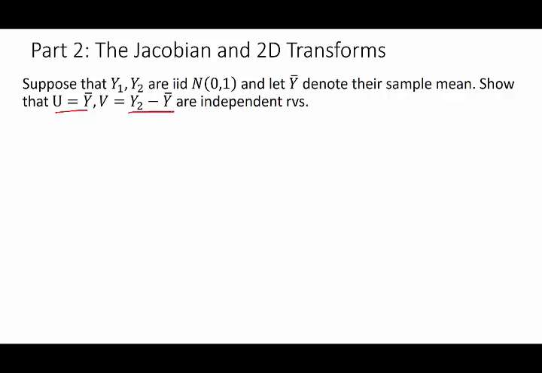The reason why I say this result is fairly amazing is because if we write out the formulas for u and v in terms of y1 and y2, u is (y1 + y2) over 2, and v is y2 minus y bar, which means it's 2y2 over 2 minus (y1 + y2) over 2, which simplifies to (y2 - y1) over 2. It seems like there's no way these two things are independent. Look, u has y1 and y2, v has y2 and y1. Why should they be independent? But we're going to show they are.